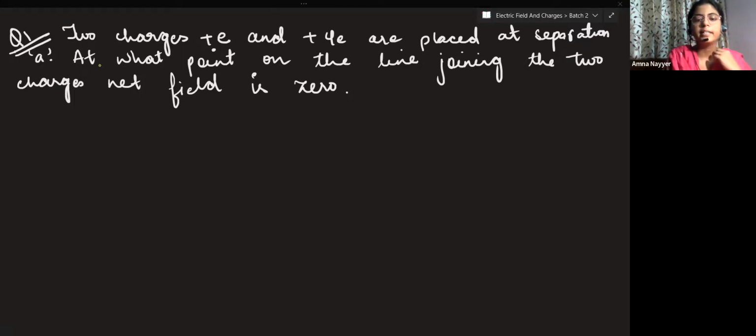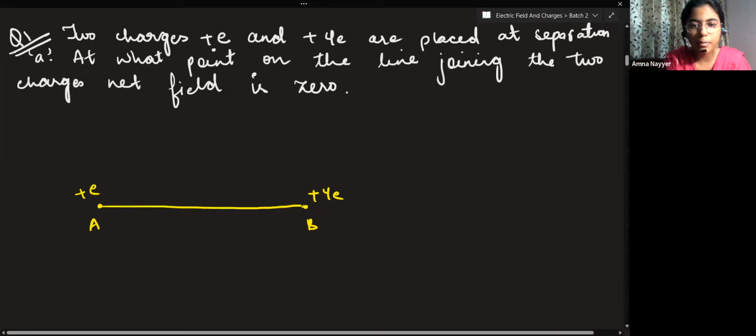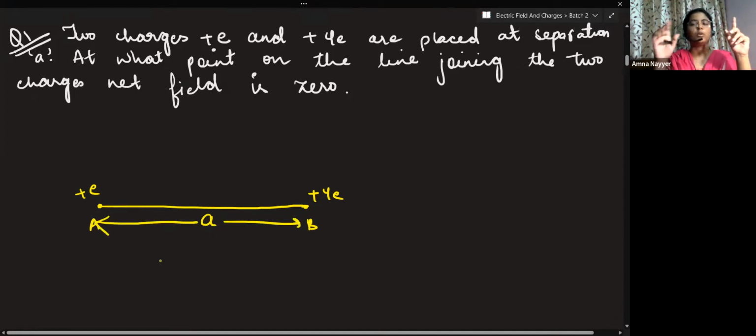All right, see, it says that two charges plus E and plus 4E are placed at a separation a. Means let's say at point A plus E is kept, and at point B plus 4E is kept. So both of these charges have been kept at 2 points, plus E and plus 4E, and they are separated by a separation a. Small a is the separation between point A and point B. So AB is equal to small a.